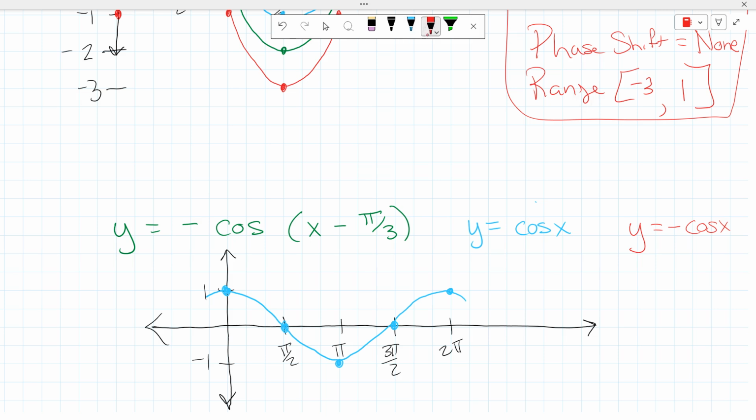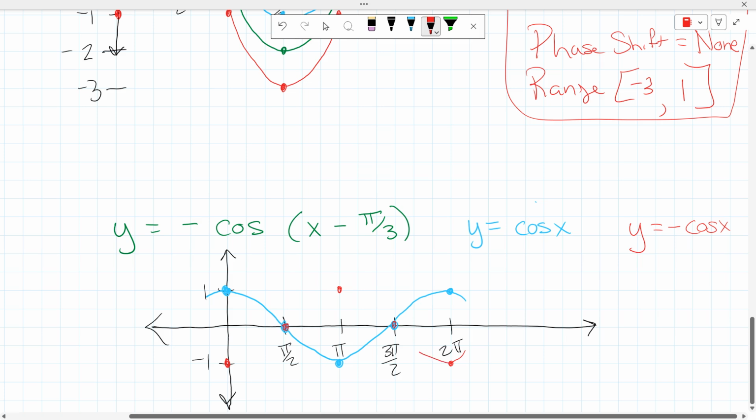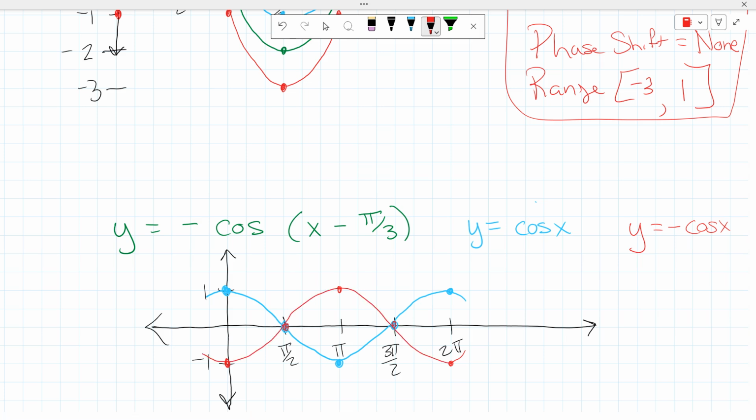So, negative cosine. Instead of being at 1, I'd be at negative 1. 0, 0. Negative 1 goes to 1. 0. Negative 1. When you do the negative and the positive on the same graph, it looks like DNA.